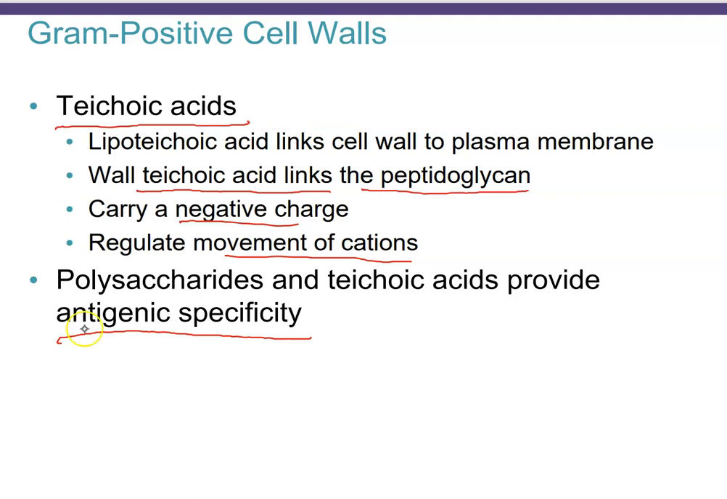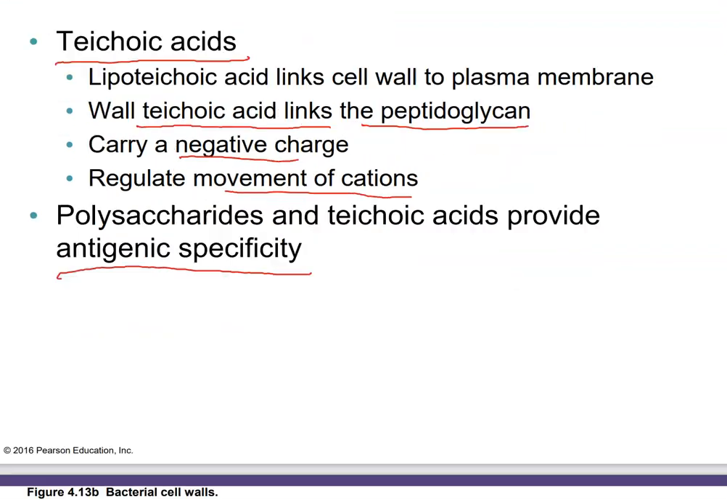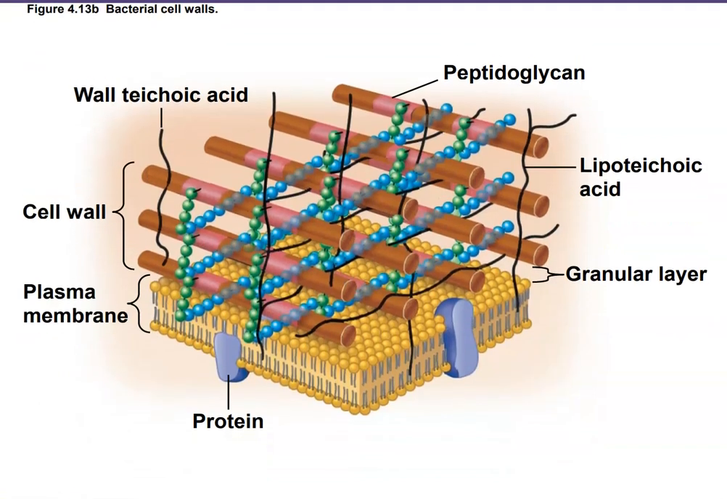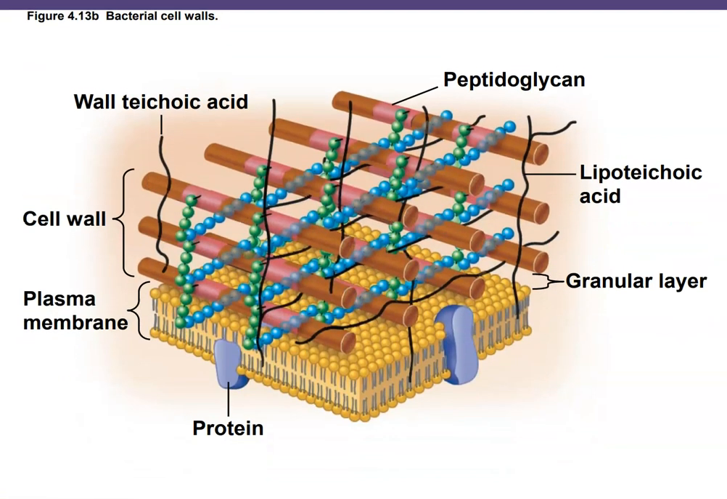So when we talk about antigenic specificity, the antigenic properties refer to how your immune system deals with these polysaccharides and the teichoic acid. So they're species specific to the different bacteria, and how your immune system reacts to them determines how they make you sick, basically, and how much damage they can do to you. Okay, so let's take a look here at a diagram of the gram-positive cell wall.